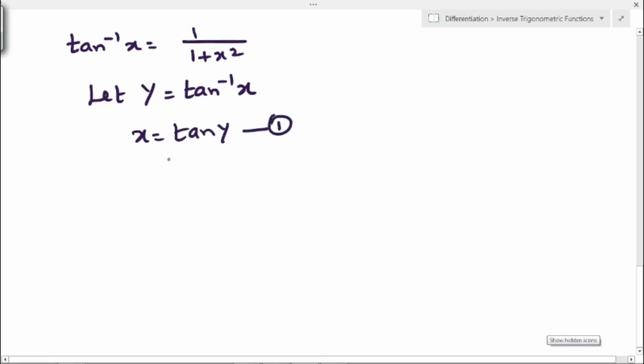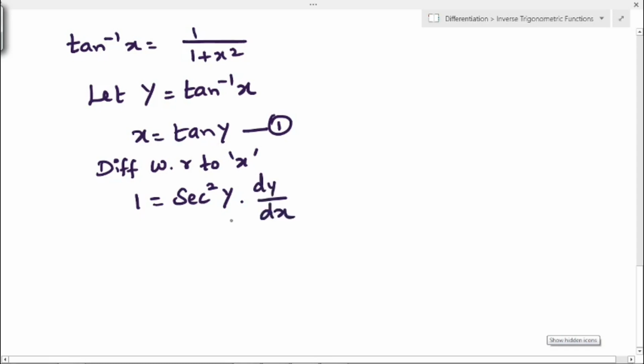Now we have to differentiate this equation with respect to x. Left hand side will become 1, because dx by dx is 1, equal to the differentiation of tan y, which is secant square y, into the differentiation of y, dy by dx. Now what is the value of dy by dx? That is equal to 1 divided by secant square y, because I am taking the secant square to the other side.